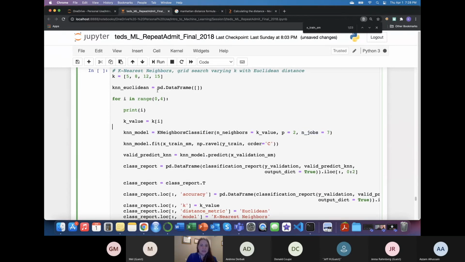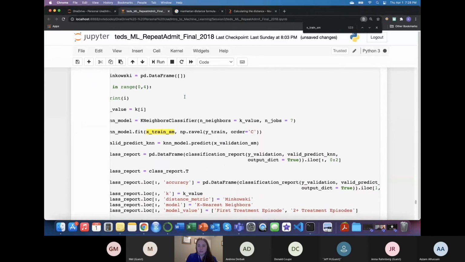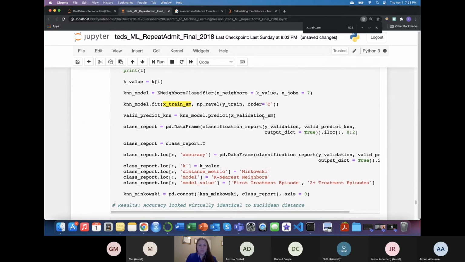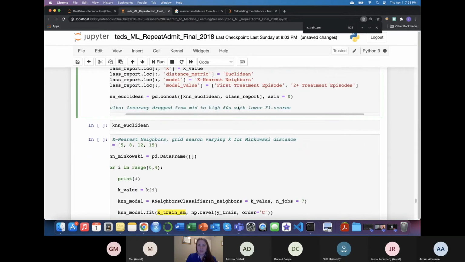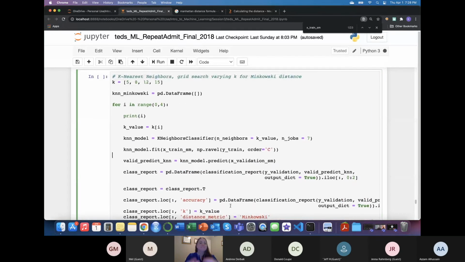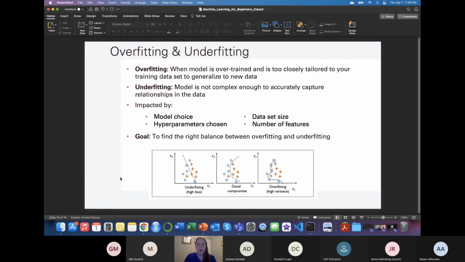And in this case, I actually did the Euclidean distance first. And you'll see down here, this one would actually be the Euclidean, and this one would be the Manhattan difference. All right. I'm going to toggle back here. Are there any other questions before I move on to overfitting and underfitting? Okay.